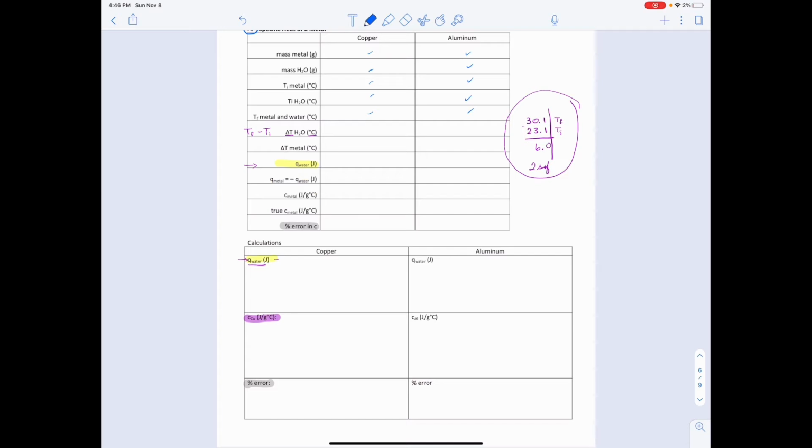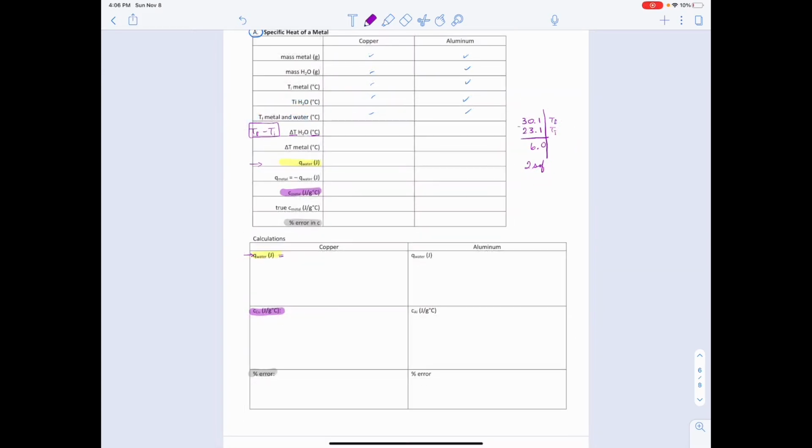Make sure you know where to get the final values for both the delta T of water and the delta T of the metal. So your final temperature of your metal is right here. And by the way, this is your initial temperature of the metal. The final temperature of the water is also this value. And here's your initial temperature of the water.